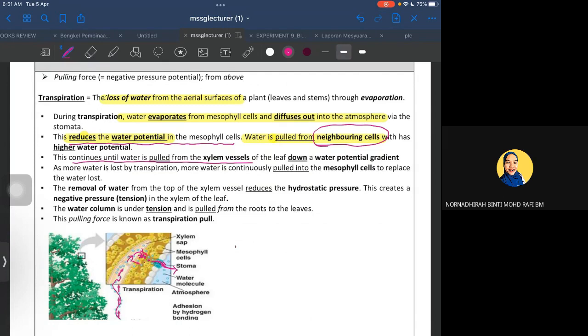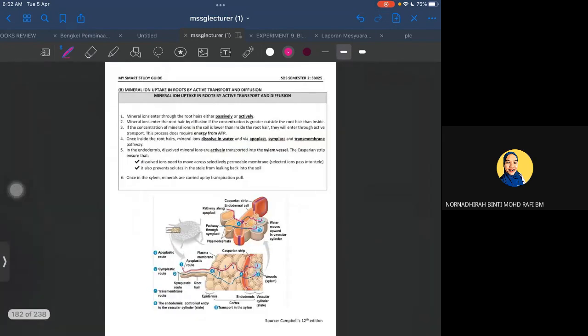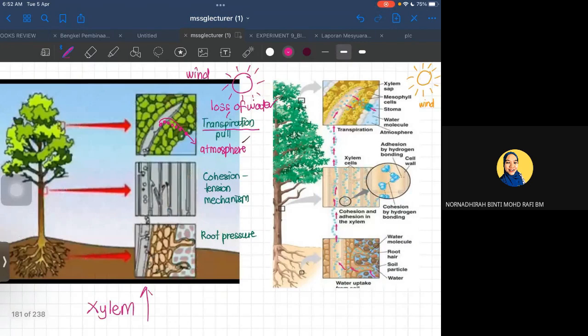That's why kita nak kata dia adalah pulling effect. Pulling effect sebab the loss of water started from the top. So dia akan pull the nearby water from the neighboring cell until they reach xylem. So air kat dalam xylem ni akan tertarik ke atas. That's why it is called pulling effect. Biasanya pada waktu siang kita ada matahari and then ada angin juga penyebab the loss or the evaporation of water to the atmosphere. Okay, settle, and that's why dipanggil transpiration pull. The pulling effect due to the transpiration.